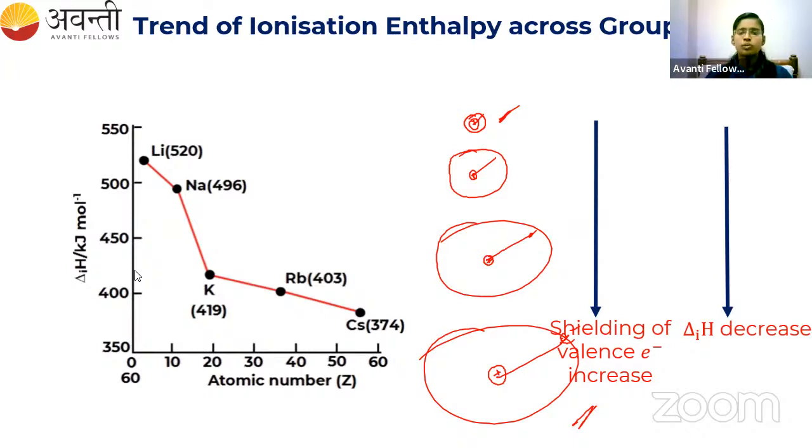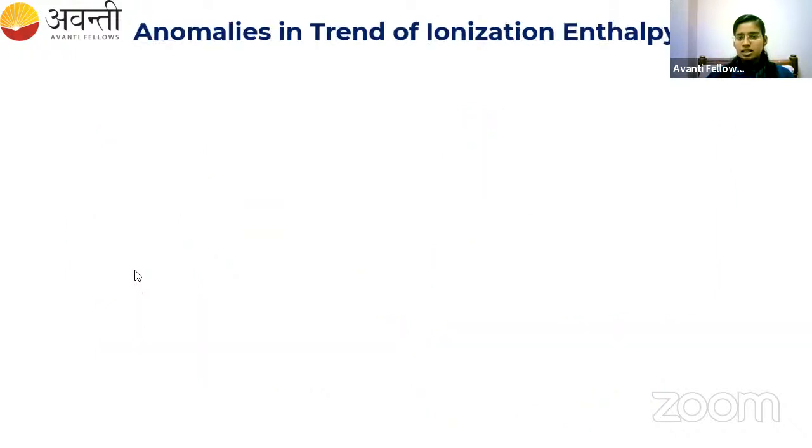So on moving down the group, it decreases and across the period, it increases. So this is the trend we observe for ionization enthalpy, and this is the general trend. We do have some anomalies. Anomalies means some kind of exceptional things due to some reasons. So that anomaly property I will discuss in the next slide.